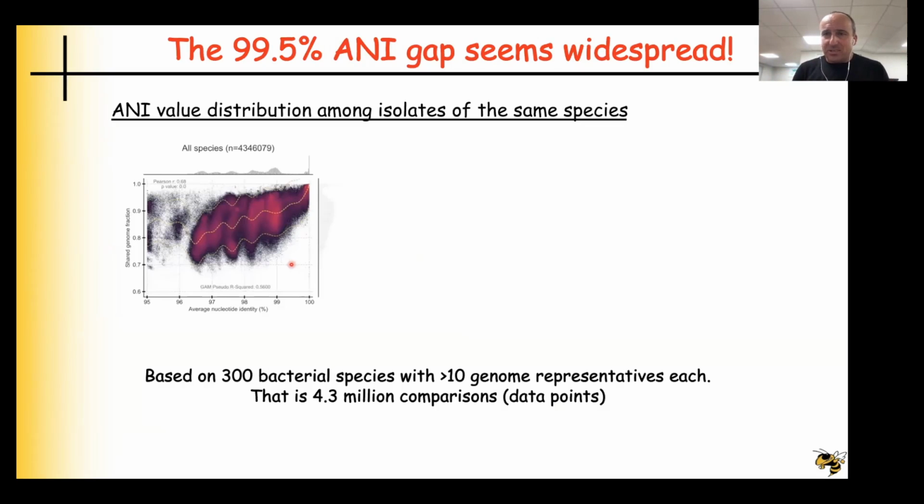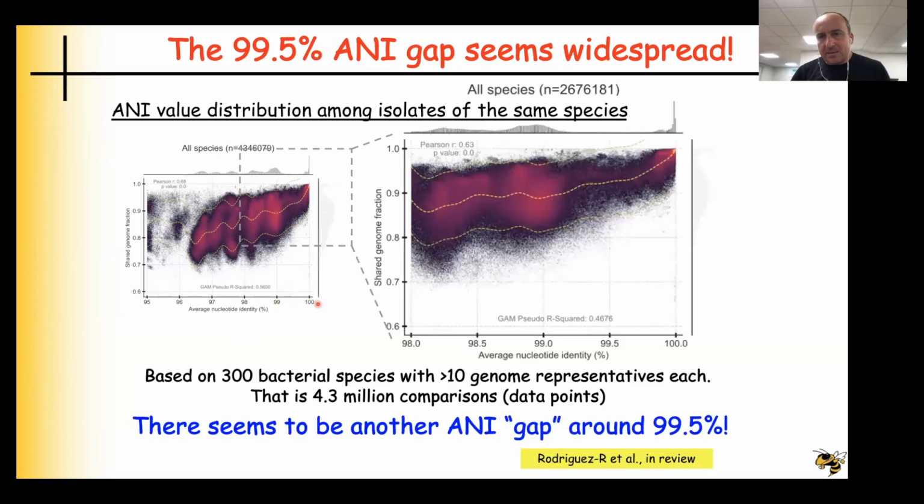So we went back to the NCBI genomes. We found 300 bacterial species that have at least 10 representatives, and we did a very similar analysis. So using 300 organisms now, and let me zoom in on that specific area of interest, the 99 to 100%, we see another kind of gap. And you see, there are very few points there. There are points, but few, and the genomes are either more than 99.9 or below 99.4, etc.